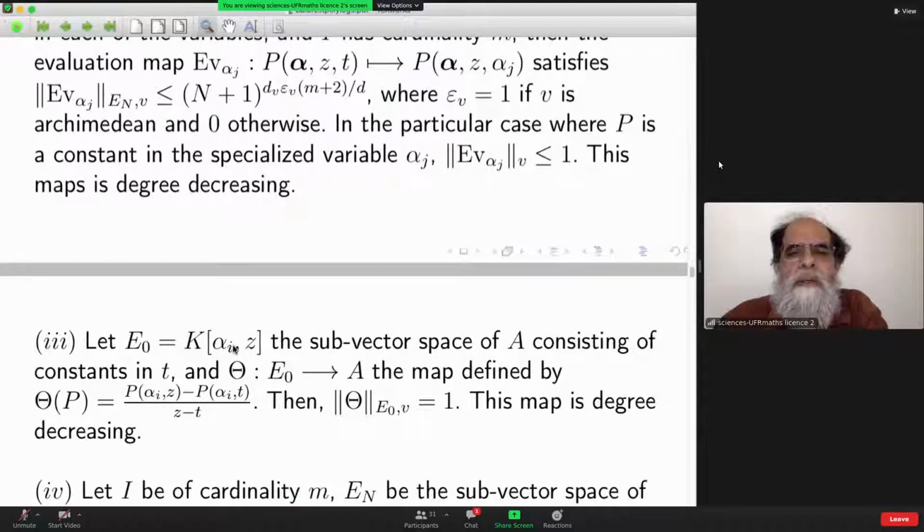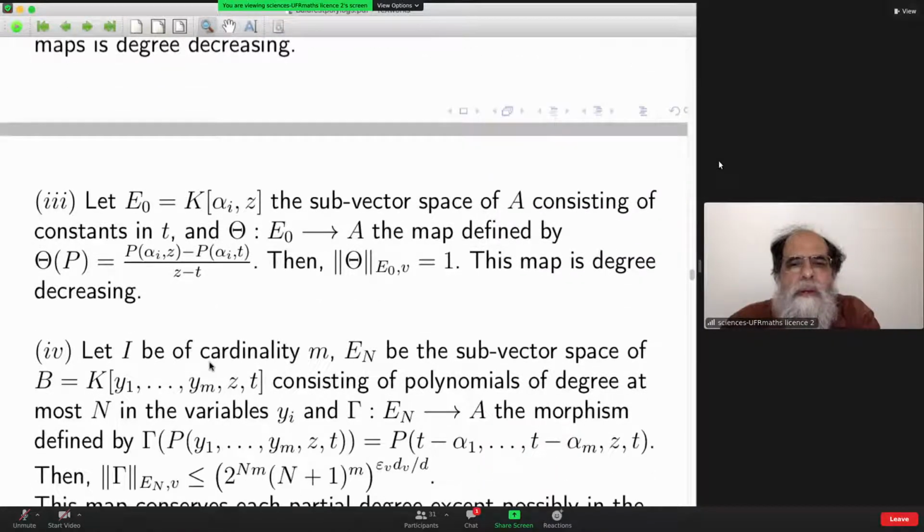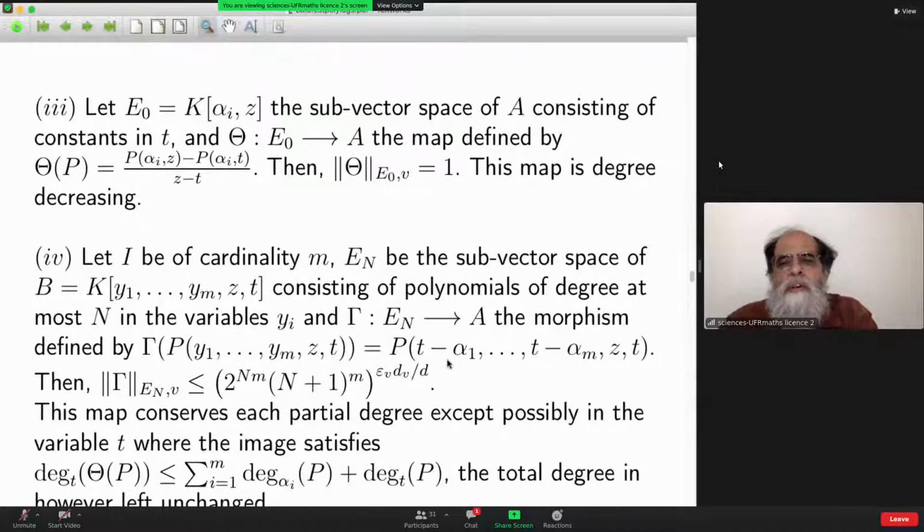Okay? So now you have the divided difference. The divided difference is a norm 1 map because you have added a fake variable. So the norm does not change. So this is perfect. And now you have change of variables. Remember that the kernel has t minus alpha. So you want to go for t minus alpha. So here you have just a binomial expansion. So the norm is going to be less than 2 to the power n.